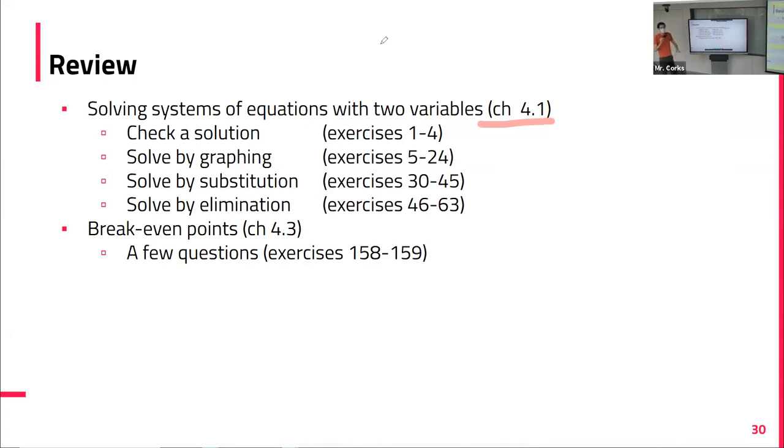Our book is not really a business textbook. It's more focused on general math, so it does not have a lot about break-even points, but it does have a little bit. So there are these two questions. But yeah, our book is more of a general math book, so not so much of that.